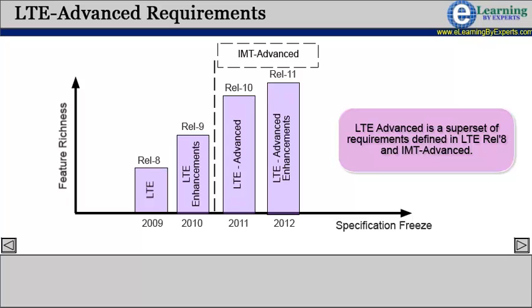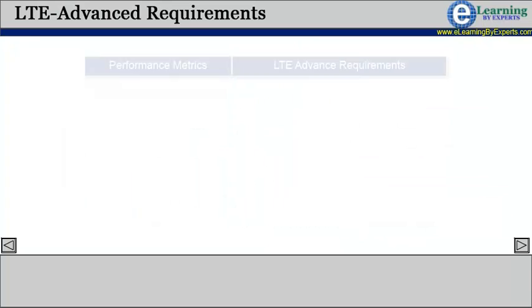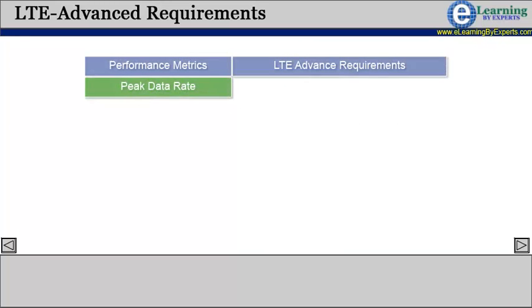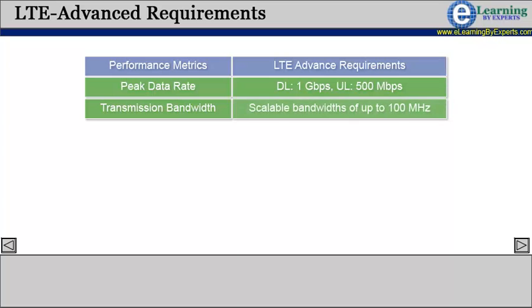Some of the key requirements for LTE Advanced are: peak data rate. The system should target a downlink peak data rate of 1 Gbps and an uplink peak data rate of 500 Mbps. Transmission bandwidth. LTE Advanced allows scalable bandwidths of up to a total of 100 MHz, as against 20 MHz in LTE Release 8.